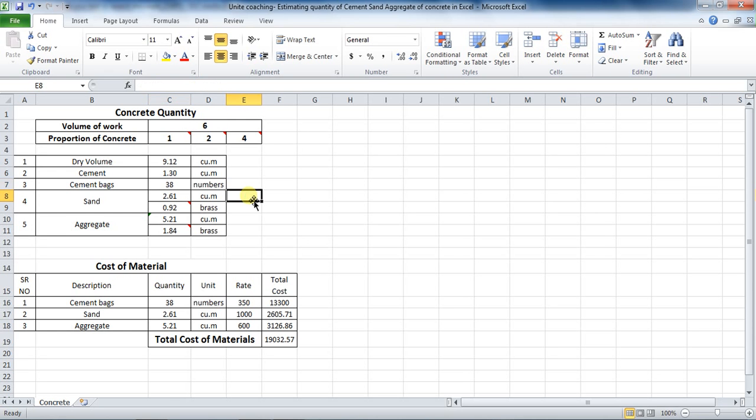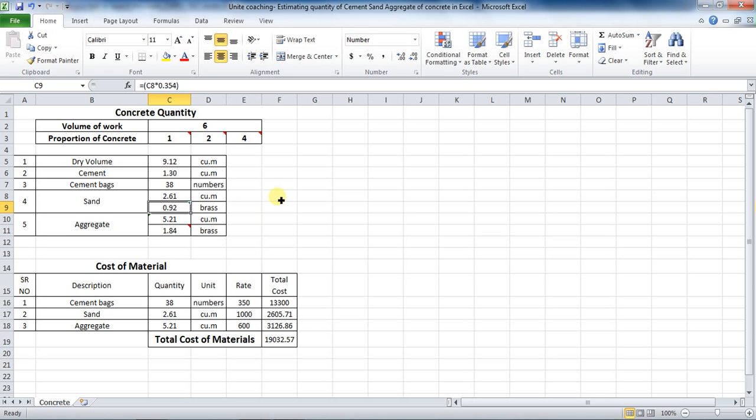Now, to calculate the quantity of sand required, the formula is dry volume divided by the sum of proportion into proportion of sand. That is, this 9.12 divided by 1 plus 2 plus 4 into 2. To calculate it in Excel, put the formula as equal to cell C5 divided by bracket start cell C3 plus D3 plus E3 multiplied by cell D3, which comes to be 2.61 cubic meter.